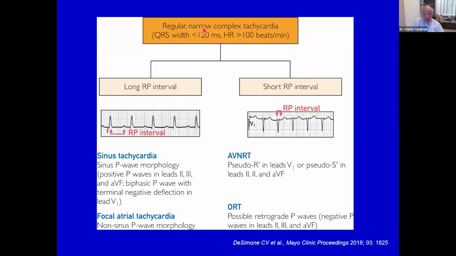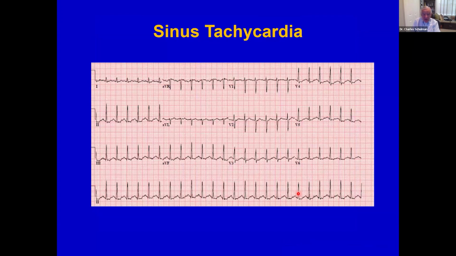Considering the regular narrow complex tachycardias, again, QRS less than 120 milliseconds, rate over 100, with visible P waves, you can have either a long RP interval or a short RP interval. So the RP is the distance from the QRS complex to the following P wave. A long RP interval may be sinus tachycardia. It may be a focal atrial tachycardia. A short RP interval, as illustrated here, may be AV nodal reentrant tachycardia, where these little blips are really a pseudo R prime, but it's really a P wave, or orthodromic reentrant tachycardia.